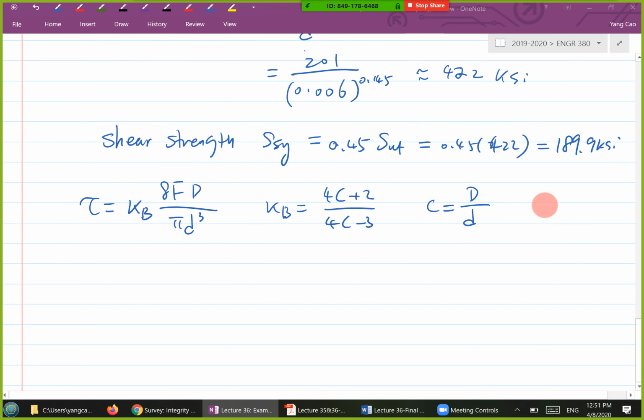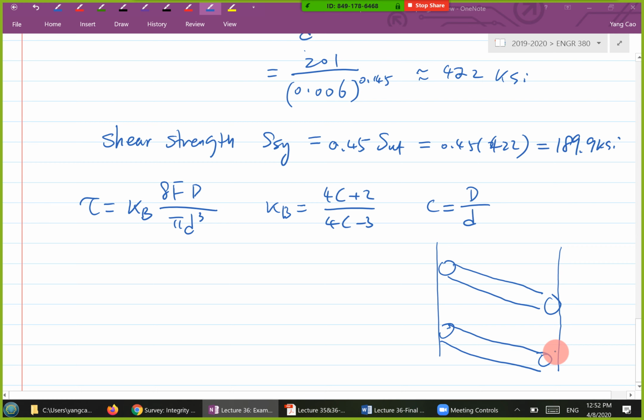Essentially, if you recall that, maybe I'll just draw this picture here. So let's say you have a spring. More precisely, this question didn't give you capital D. What it gives you is the outside diameter. Capital D refers to the distance from this center to this center. And this is your capital D.